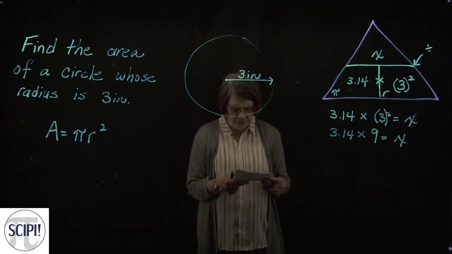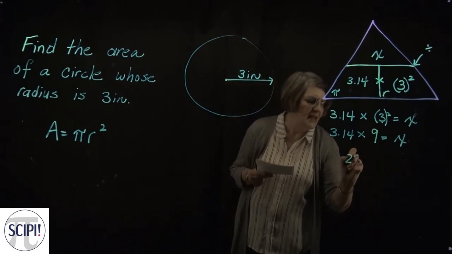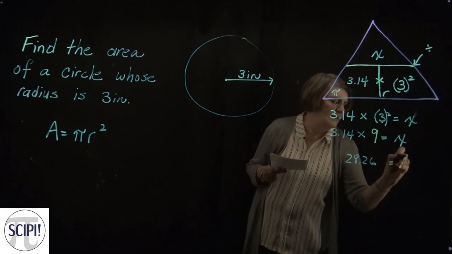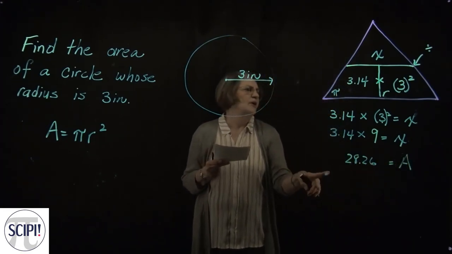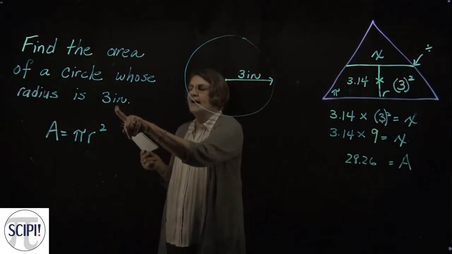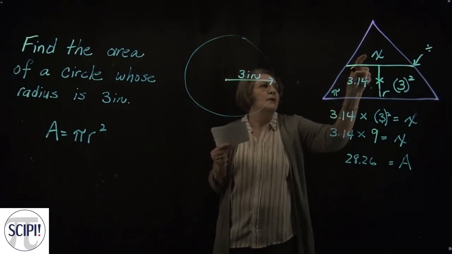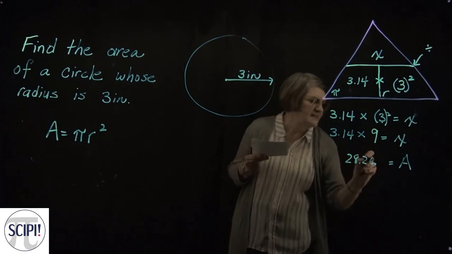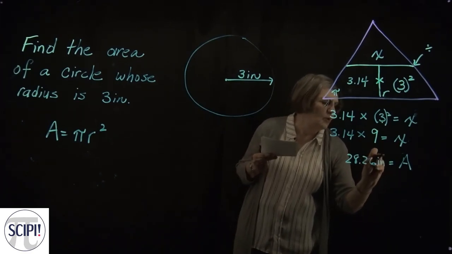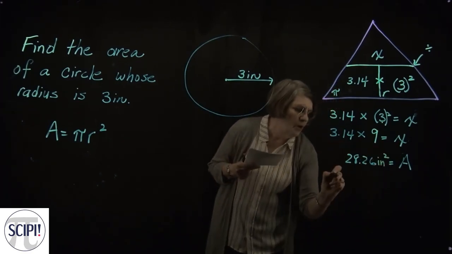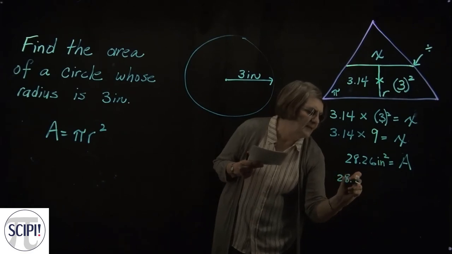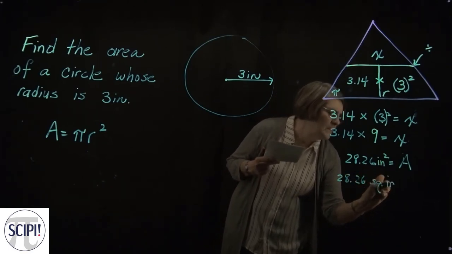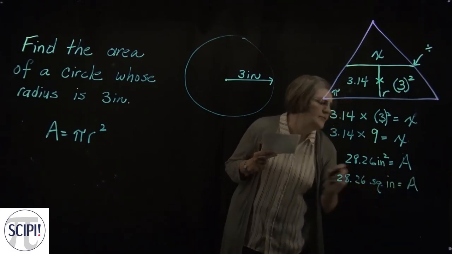All right, so 3.14 times 9. Somebody? Very good. It's 28.26 is the area. But now what are we going to put here? Let's go back. We have inches, but area is the stuff inside. So we have to say squared inches. And watch how I'm going to write that. Or I can write it like that. Either way will work.